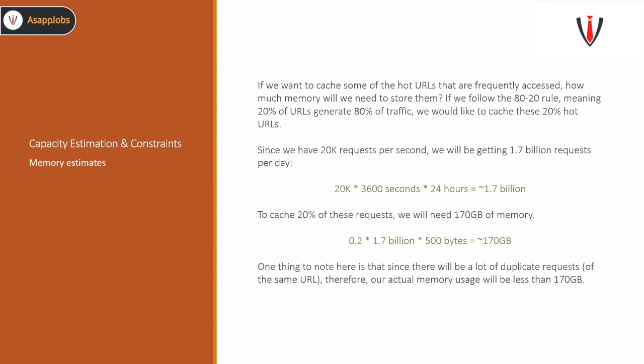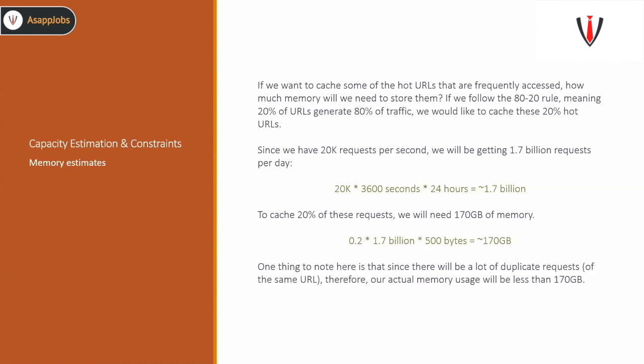If you go ahead with that assumption, considering you have 20K requests per second, we'll be getting 1.7 billion requests per day. And if you want to cache 20% of these requests, we will need around 170 GB of memory. The thing you need to note here is that a lot of these requests might be duplicate, so the usage will be way lesser than 170, but it's still good to have a higher number. So these are some of the estimates: we thought about traffic, storage, and memory.